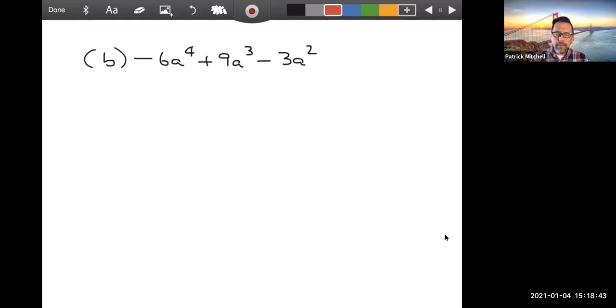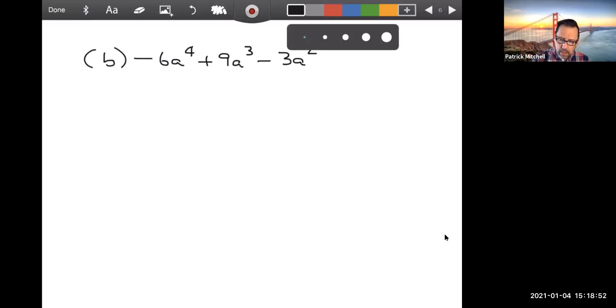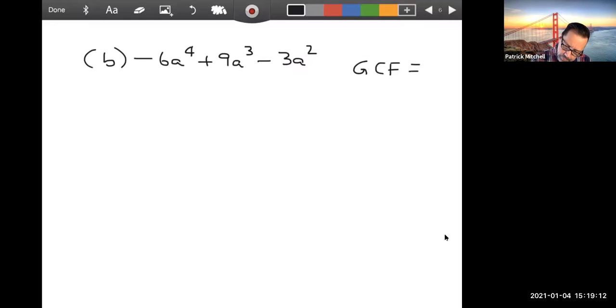kind of similar example. Notice that this one starts with a minus sign. So what's often a good idea in any polynomial where the leading term or the leading coefficient is negative is to include the negative sign with your GCF. So I'm going to say that the GCF for this polynomial is negative, and then the GCF of 6, 9, and 3 is 3. And the GCF of a to the 4th, a to the 3rd, and a to the 2nd is a to the 2nd.